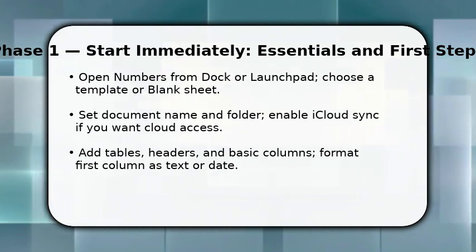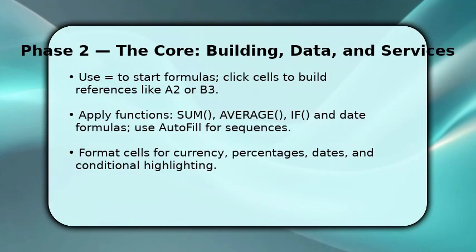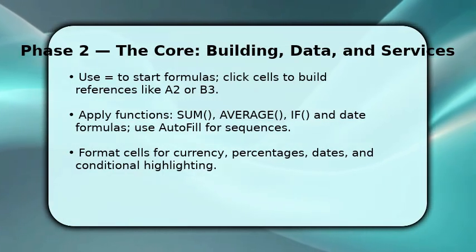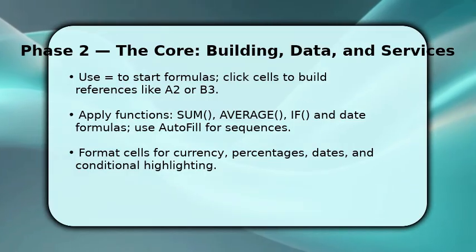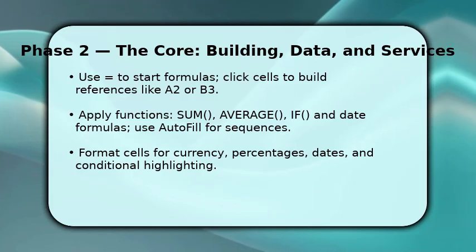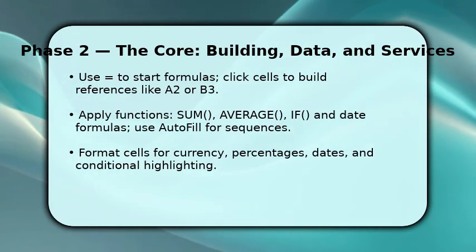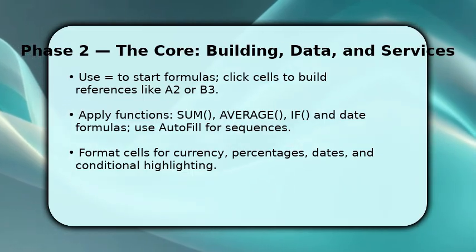You begin calculations by typing equals and selecting cells, for example equals A2 plus B2, or using functions like sum, A2, A10. Once you enter a formula, drag the fill handle to apply it down a column. Autofill adapts relative references. For conditional logic, use if, condition, value if true, value if false.